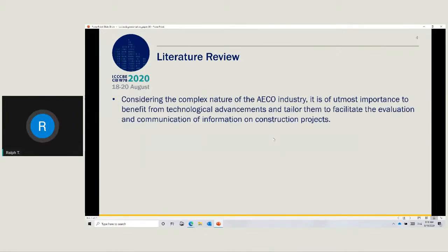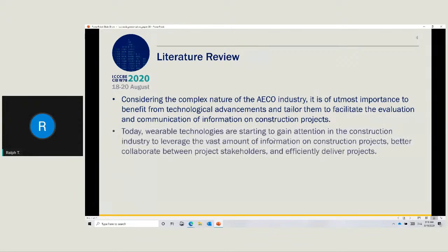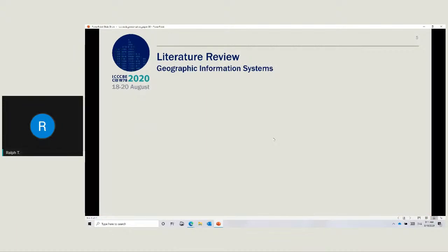Considering the complex nature of the AECO industry, it is really important to benefit from all the advancements that we're seeing currently in Industry 4.0 and use them to facilitate the evaluation and communication of all the information in current construction projects. Some of these new technologies from Industry 4.0 are wearable technologies, and they're starting to gain attention in the construction industry. They can be used to better collaborate between project stakeholders and efficiently deliver construction projects.